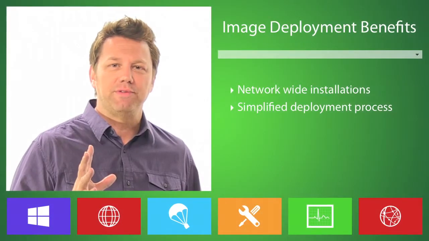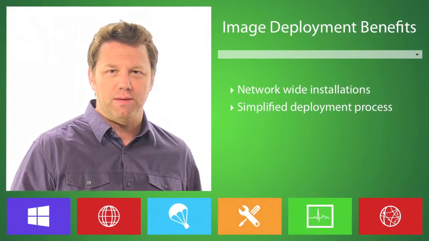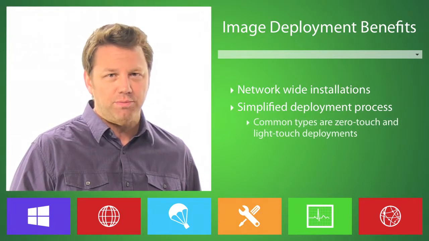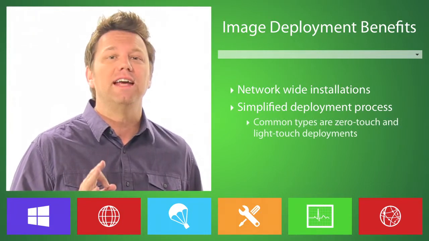There are various types of deployments that are supported when using imaging. The most common types of deployment are zero-touch or light-touch deployments. A light-touch deployment is one that must be initiated from the destination system. Typically, this involves starting the system and booting to the network card to perform what is known as a PXE boot. The system would then connect to the Windows deployment server and download the appropriate operating system image.